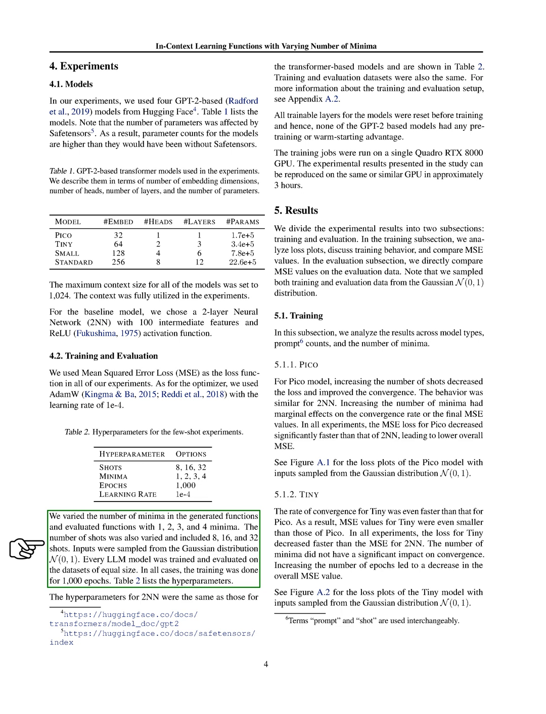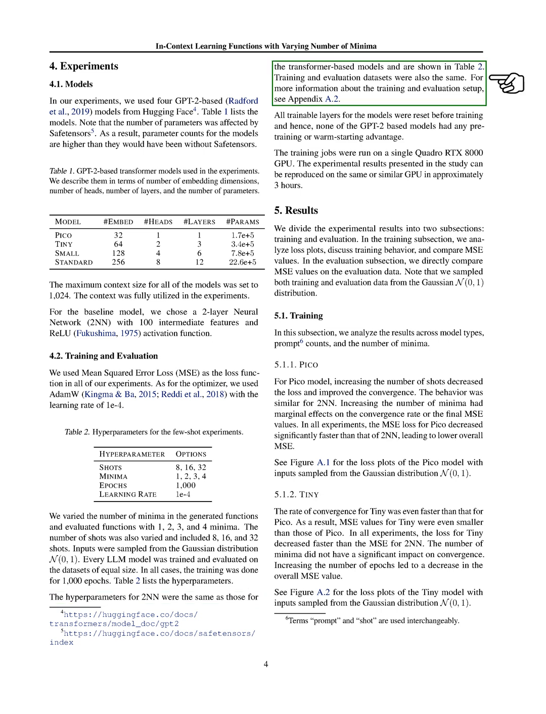Inputs were sampled from the Gaussian distribution with mean 0 and standard deviation 1. Every LLM model was trained and evaluated on datasets of equal size. In all cases, the training was done for 1000 epochs. The table lists the hyperparameters. The hyperparameters for 2NN were the same as those for the transformer-based models and are shown in the table.